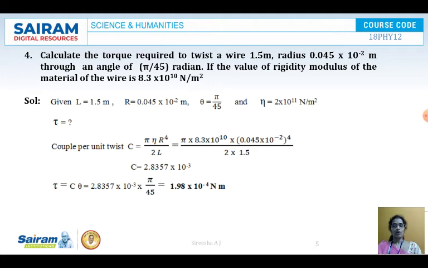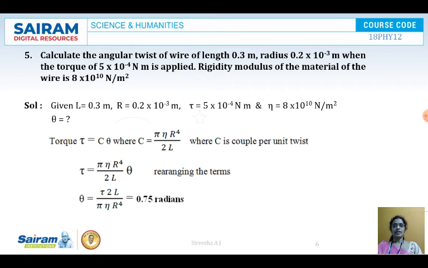Now torque tau is equal to C into theta as per the expression we have derived in the theory classes. Tau is equal to C into theta. C value is given and theta value here is given as pi by 45. Using calculator, do the calculations. You will be getting tau as 1.98 into 10 to the power of minus 4 Newton meter.